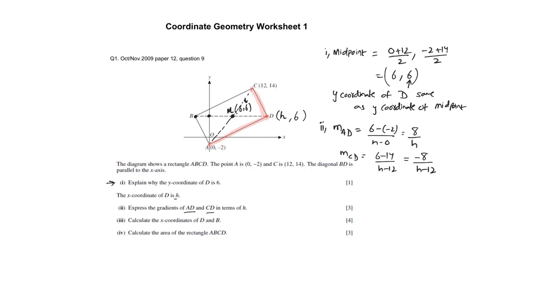In the next part, they are asking you to calculate the x coordinates of D and B. The x coordinate of D is h. So we need to form an equation in h that could be solved to find the value of h. And if we know that lines AD and CD are perpendicular, then the gradient product would be equal to minus 1. And from here, you can form the equation: 8 over h times minus 8 over (h minus 12) equals minus 1.